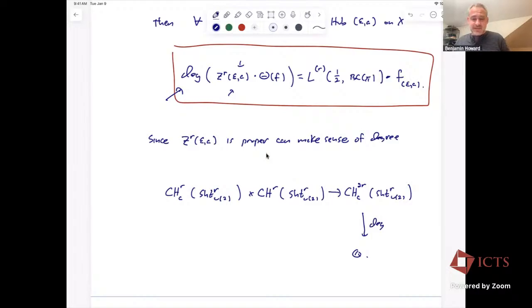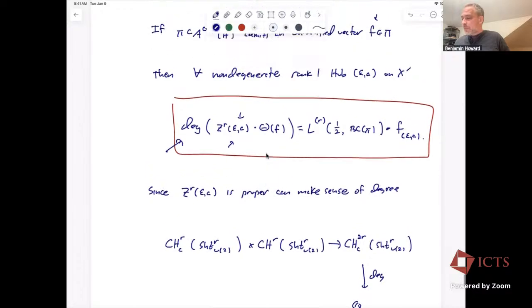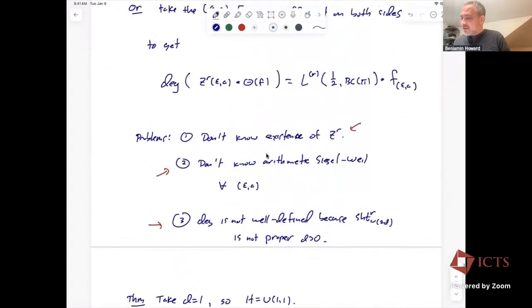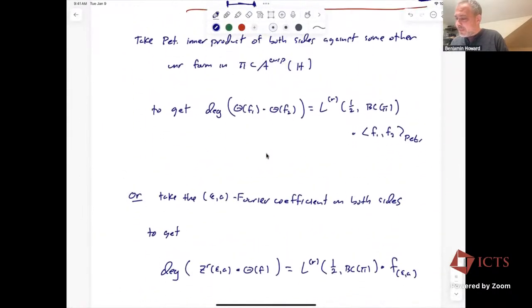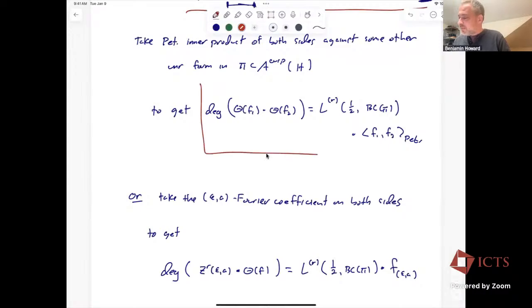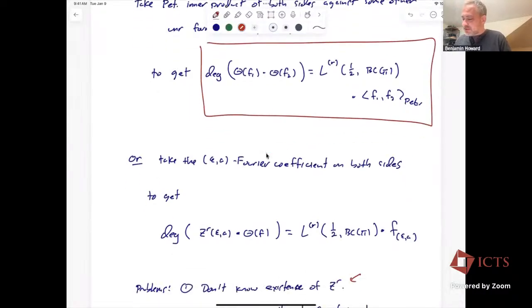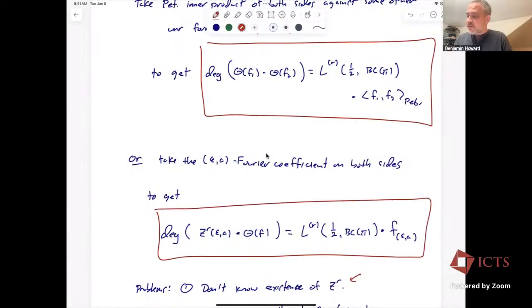Finally, since I'm out of time, let me say that in the number field setting, we had two possible applications. In the number field setting, this formula is known. This is the arithmetic Rallis inner product formula of Chow and Yifeng Liu.